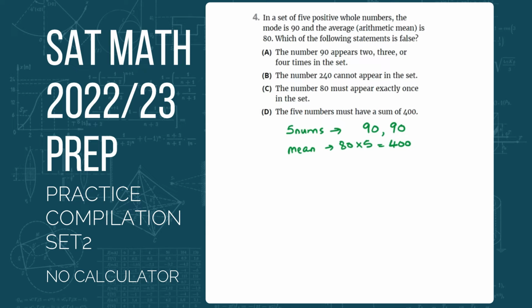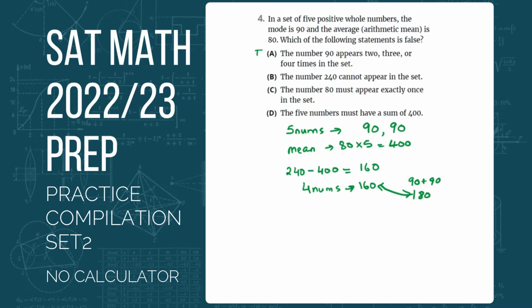The number 90 appears 2, 3, or 4 times in the set. That's true. It has to appear at least 2 times. The number 240 cannot appear in the set. 400 minus 240 will give me 160. And we are left with 4 more numbers which have to total 160. But 2 numbers are already 90.